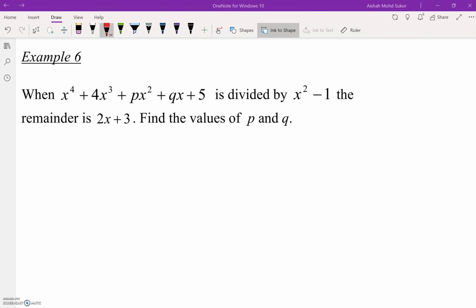Try to do example 6. The value for p will be negative 3 and the value for q is negative 2.